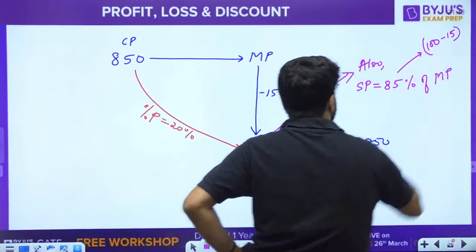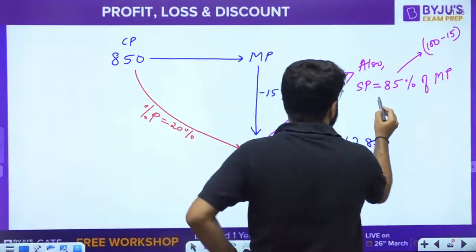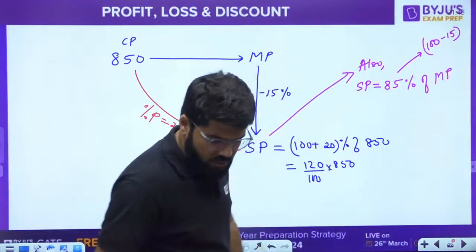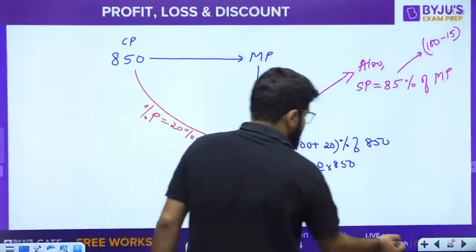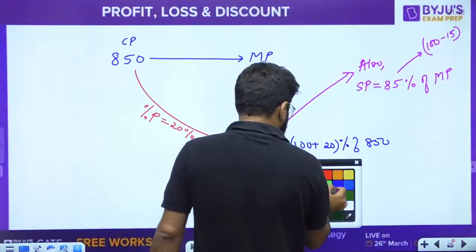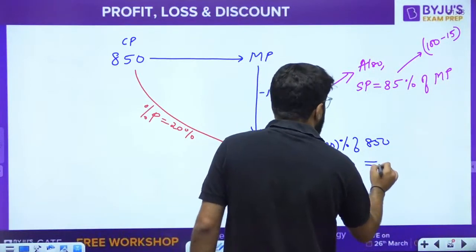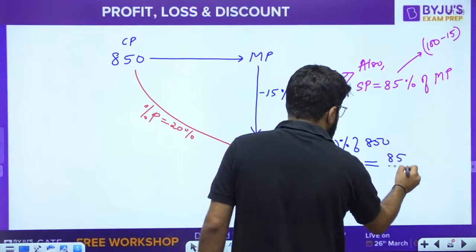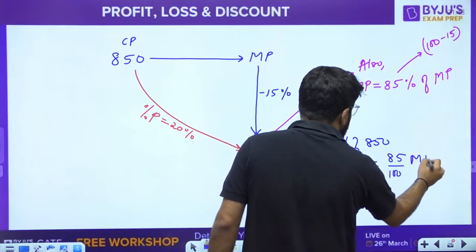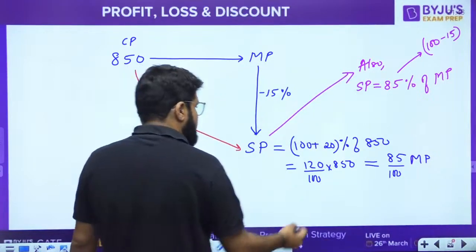100 minus discount percentage. Okay. So this is equal to one simple calculation, one line calculation we will do here. This is also equal to 85%, that is 85 by 100 of the marked price. From there you can calculate the marked price.